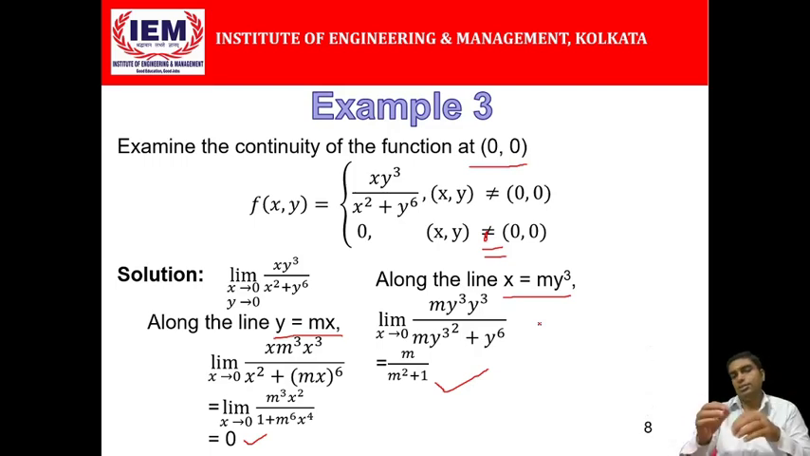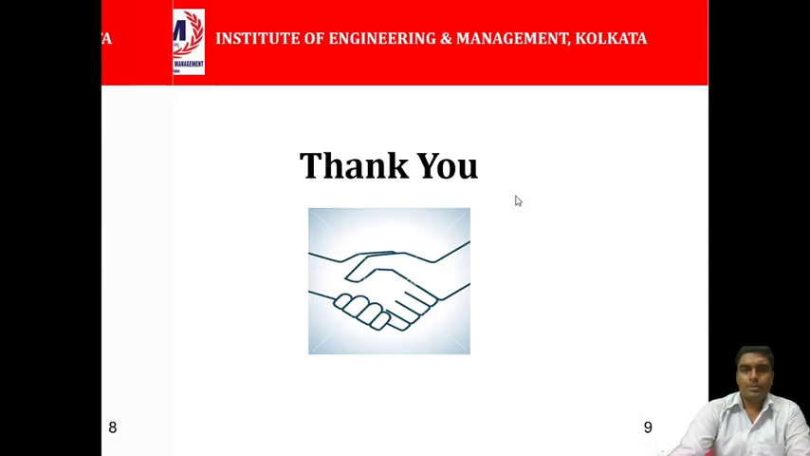I can approach the 0, 0 point by various paths, right? Now if I approach by one path, that is a straight line, I am getting a limit value of 0, whereas by using this curve x equal to my cubed, it gives an arbitrary value that depends on the value of m. So the continuity is not happening here, so I can say this function is not continuous at the point 0, 0. Okay, thank you.